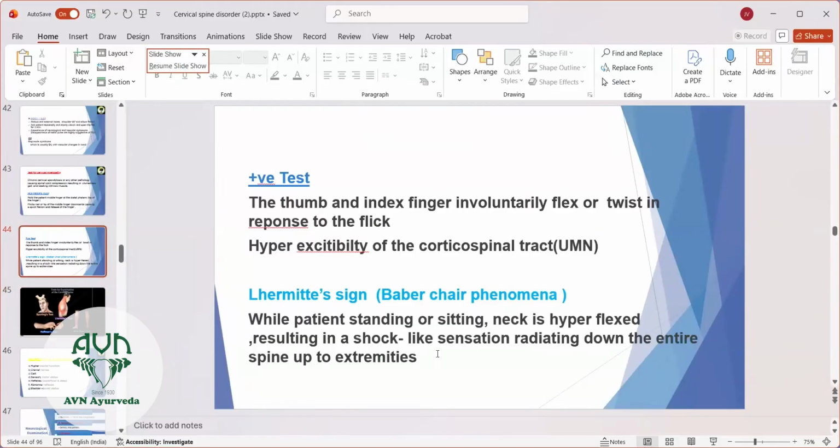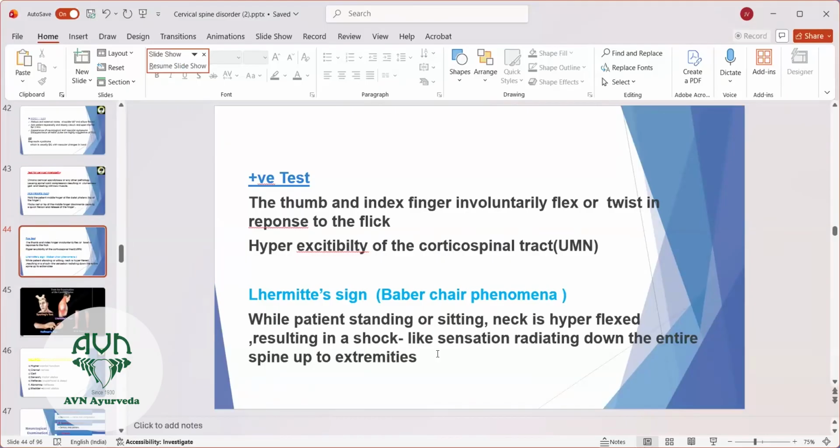So how do we do this Hoffman test? The patient sits on a table. Hold the distal phalanx of the middle finger and give a sudden 2 to 3 flicks to the distal phalanx. At that time, we can see abnormal movement of the index finger and the thumb. That means the Hoffman test is positive because of hyperexcitability of the corticospinal tract of the spinal cord, which is usually seen in cervical myelopathy.